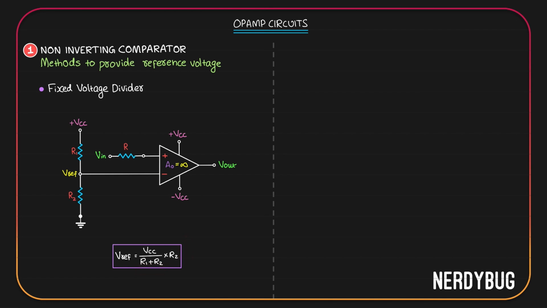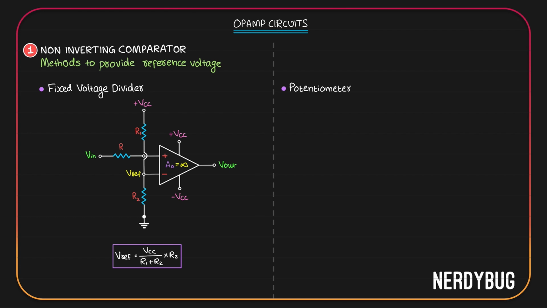Before we move on to the next method, let me redraw this circuit also, the same way we did the last one. The next method is to use a potentiometer or a variable resistor. Let's take a comparator circuit, take a potentiometer and make a connection like this. Let's take the resistance of the upper part to be RA and the lower part to be RB. Whatever potential we get at this point will be the reference voltage.